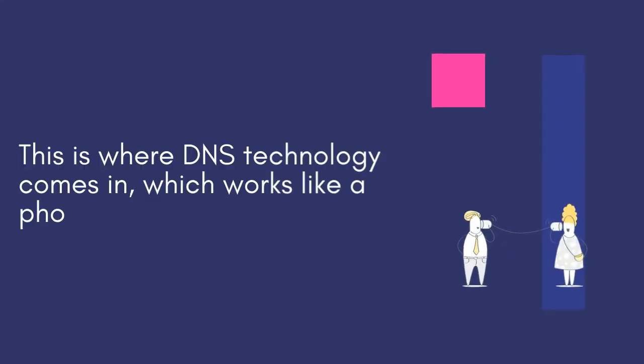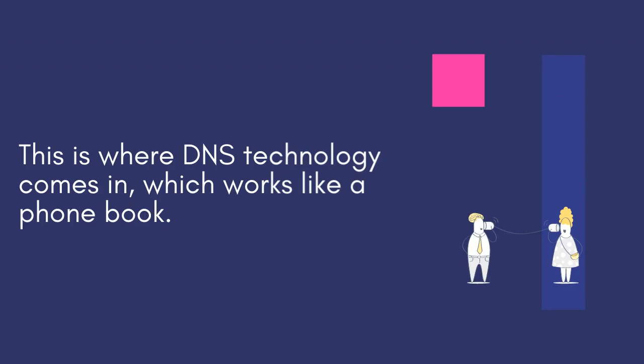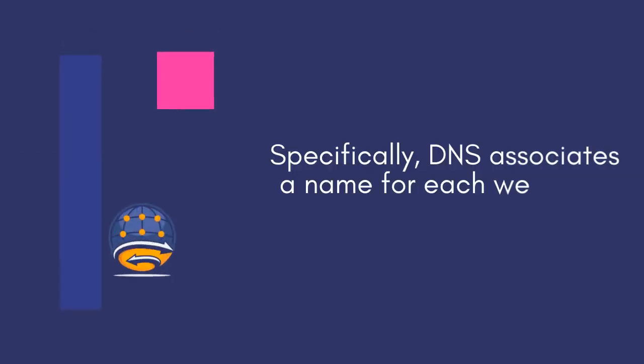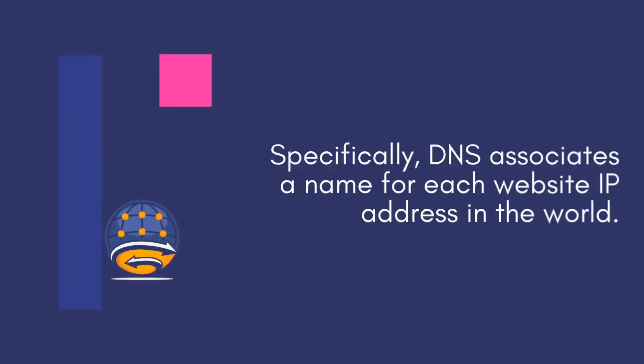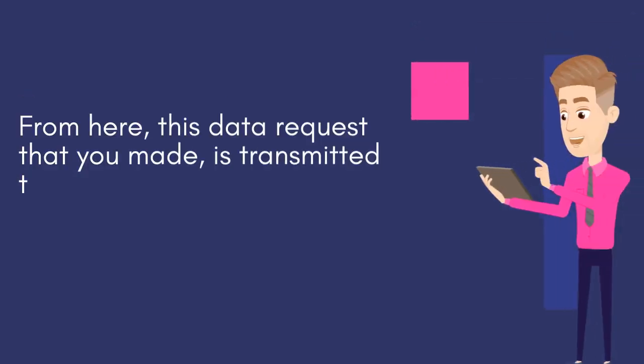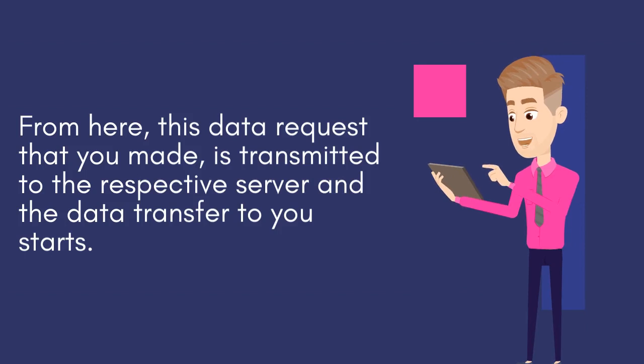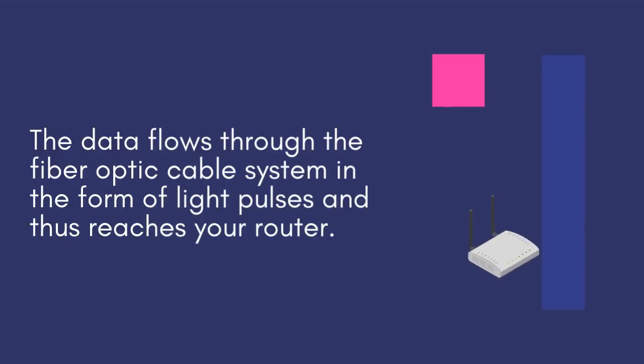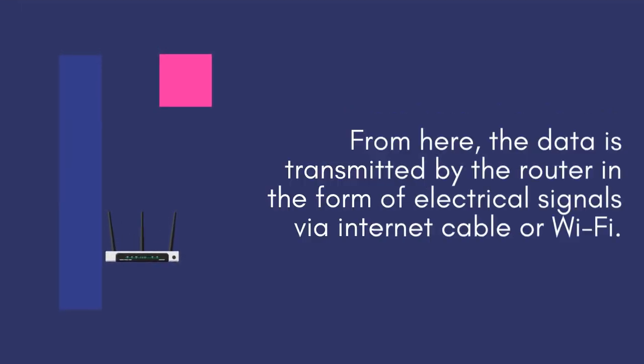This is where DNS technology comes in, which works like a phone book. Specifically, DNS associates a name for each website IP address in the world. From here, this data request that you made is transmitted to the respective server and the data transfer to you starts. The data flows through the fiber optic cable system in the form of light pulses and thus reaches your router. From here, the data is transmitted by the router in the form of electrical signals via internet cable or Wi-Fi.